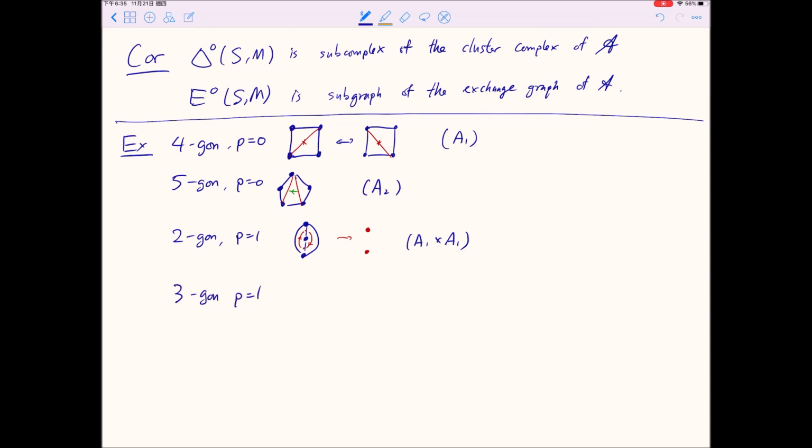And finally, for the triangle with p equals 1, this is the picture we had previously. If we use this standard case, then we can draw the quiver. And say if we mutate once, we will get such a quiver, which means that the cluster type corresponds to A3.